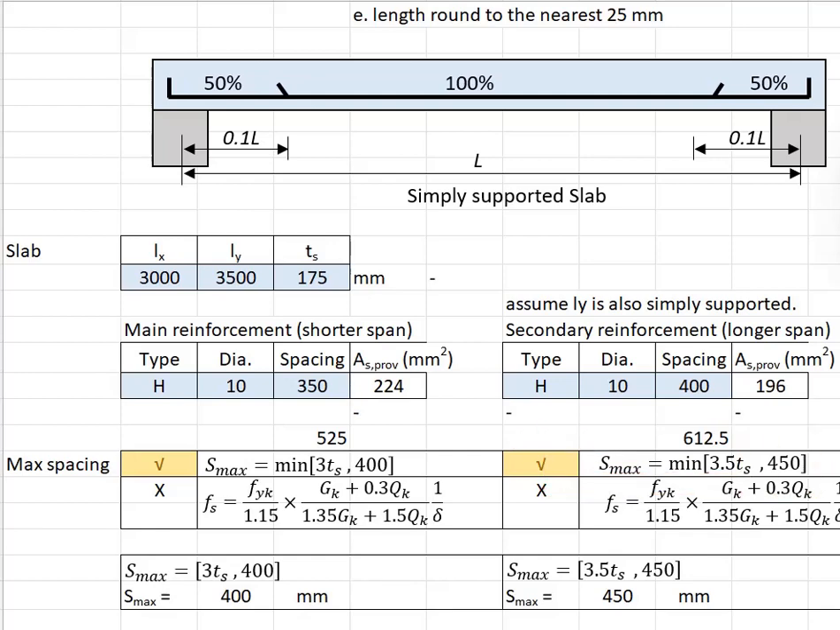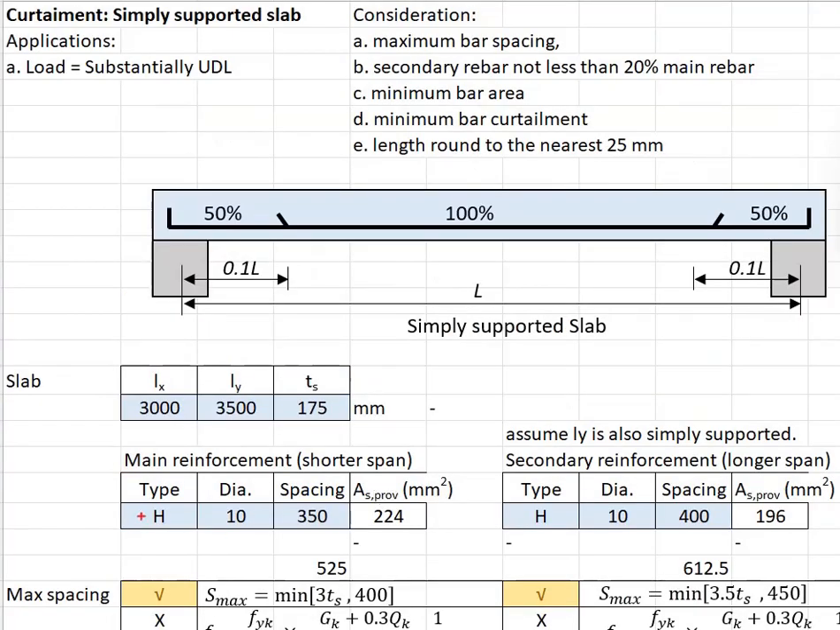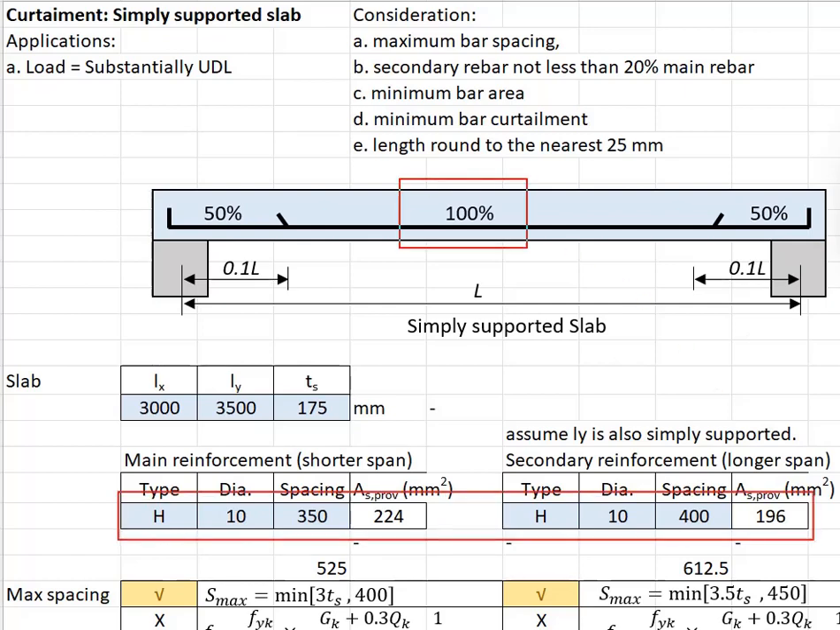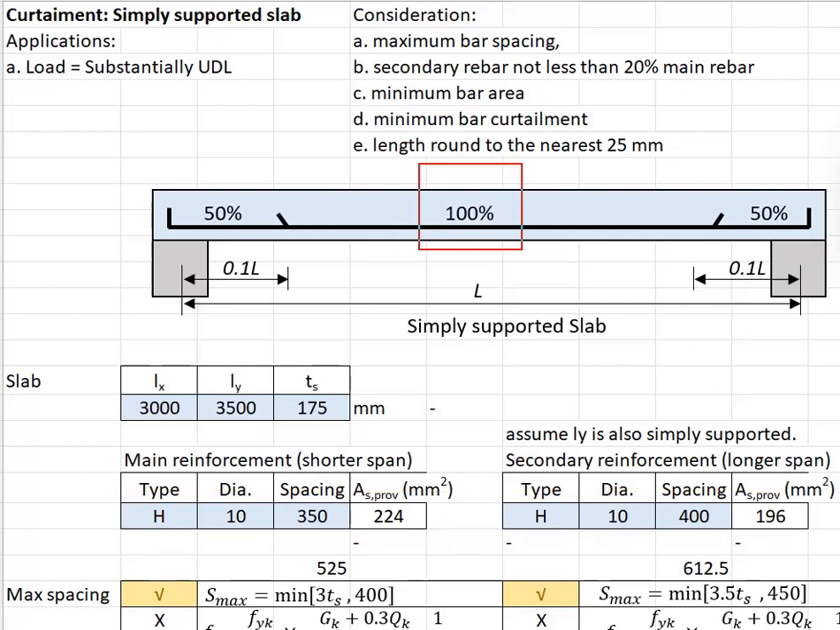As for the secondary reinforcement, 3.5 times 175 gives you 612.5, which is also greater than 450. So the maximum spacing will be 450. Compare your spacing against the maximum spacing. The spacing provided is acceptable. With that, we have more or less confirmed the reinforcement bar to be provided in this slab. This represents 100% of the reinforcement bar in the main and the secondary directions.